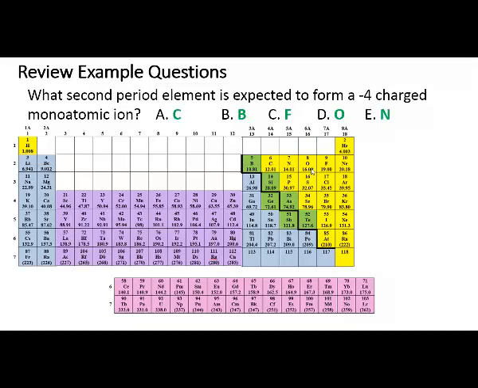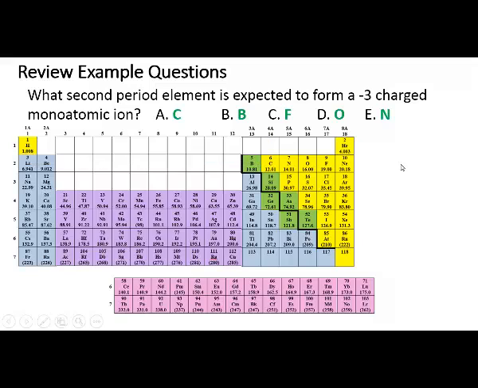Now, if I want to know what second period element is expected to form a -4 charged monoatomic ion, it's probably a nonmetal if it's an anion, as we said before. If it's -4 charged and it's a monoatomic ion, it should be 4 away from the noble gases. So if I count over 1 to the halogens, 2 to oxygen, 3 to nitrogen, and 4 to carbon, I expect carbon would have to gain 4 more electrons to get a -4 charge. We'd call that carbide, right? So period 2, -4 charge would be carbide for carbon.